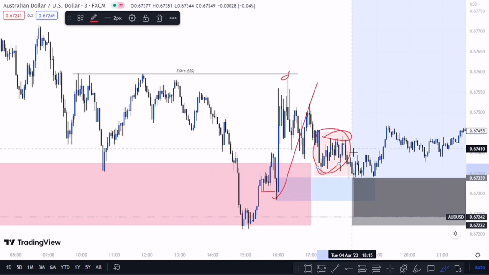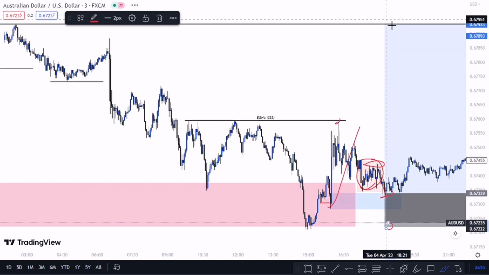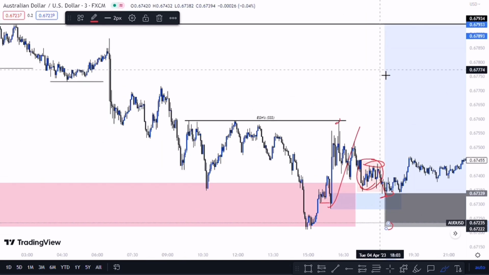What did it do first? It grabbed the sell side liquidity. After grabbing the sell side liquidity, what is left for the market to do is to grab the buy side liquidity. That is why I took this trade here, putting my stop loss here, targeting 5R, and then it turned on 4R. But either way, a win is a win.